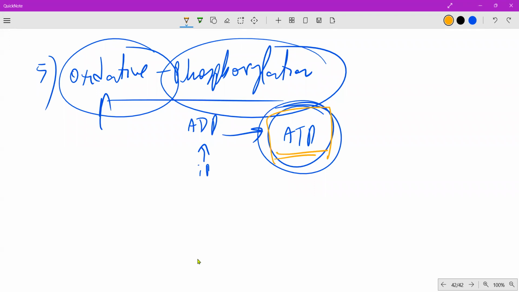That is why I said there are 3 methods of ATP synthesis: substrate level phosphorylation; the ATP synthesis happening in mitochondria, which we call oxidative phosphorylation; and in chloroplast, the ATP being synthesized, which we call photophosphorylation. So here this is oxidative phosphorylation. The purpose is to synthesize ATP.